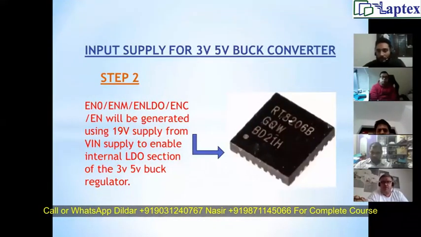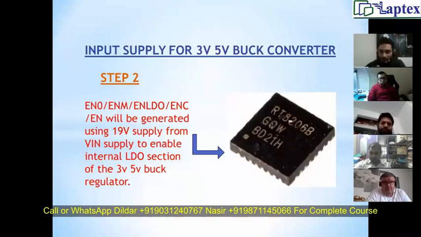After that, these are the enabling inputs that are there for this 3 volt 5 volt buck regulator IC. What are the names of these enabling signals? EN0, ENM, ENLDO, ENC, and EN. These are the names. Also one name you can add to this: chip select, CS. Okay, CS is also a name that is used for this enable input.